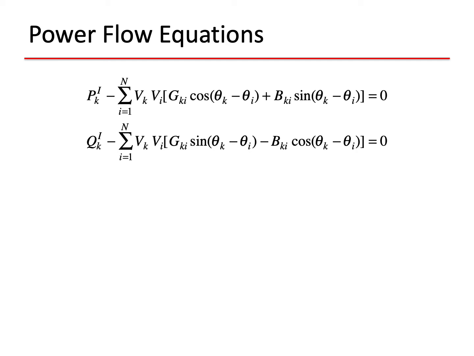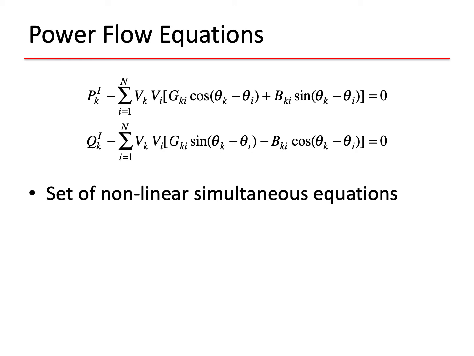And then we have a fairly similar expression for the reactive power, with the difference that the sine and cosine are exchanged. Note that if there is no direct line between bus K and bus i, Gki and Bki are 0. So we get a set of two equations for each bus, but these are nonlinear equations, and we have a set of simultaneous equations that we need to solve for the entire system.